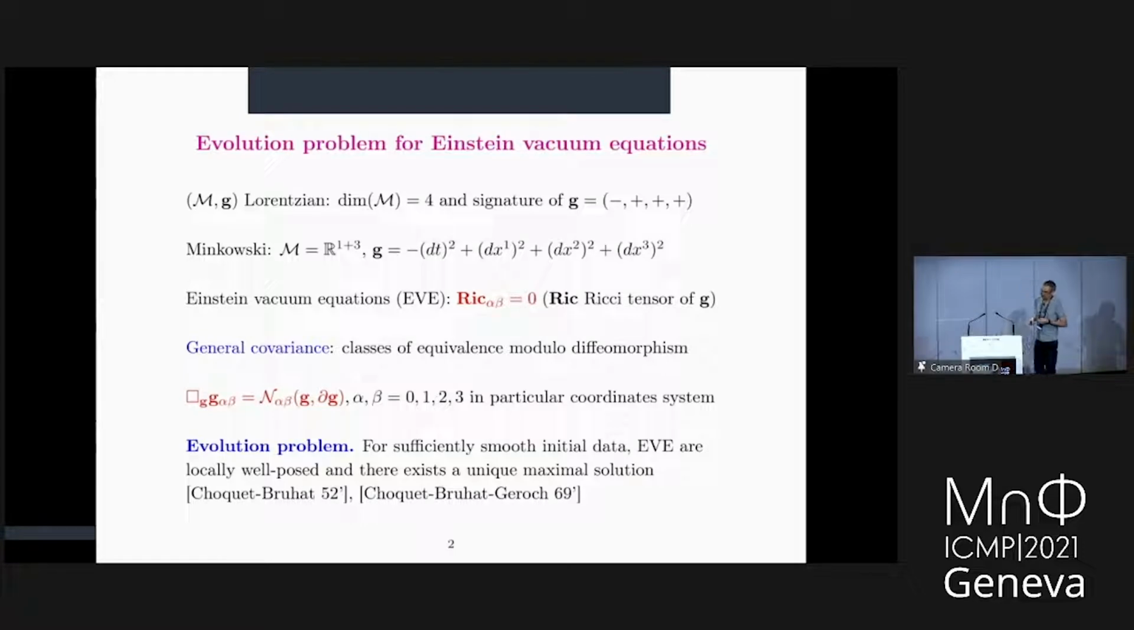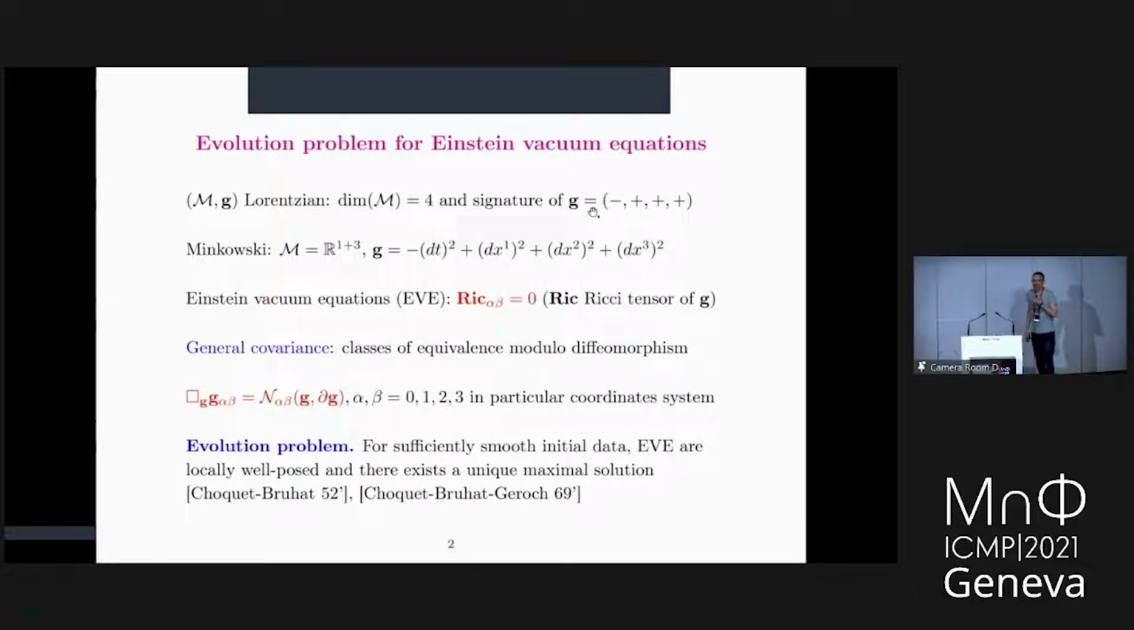Okay, so let me start with the evolution problem for Einstein vacuum equations. So we are starting with a Lorentzian manifold. So you have a manifold M of dimension 4, 1 for time and 3 for space, and a metric g which is Lorentzian. In other words, it has signature minus, plus, plus, plus. The simplest example is the Minkowski spacetime. So the manifold here is R^{1+3}, and here I'm providing the Minkowski metric in Cartesian coordinates. So it's minus dt squared plus dx1 squared plus dx2 squared plus dx3 squared.